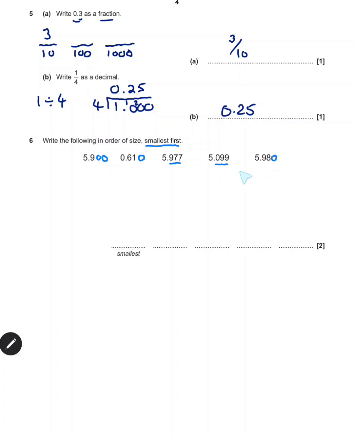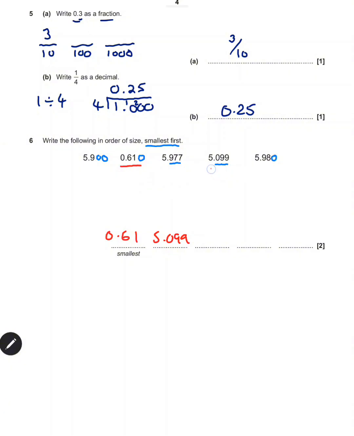And now we've just got to compare what's going on. Clearly 0.61 is the smallest, and you can write it with the 0 on or just write the original number. These all begin with a 5. So now I'm just going to compare these 3 digits after the decimal point. I think 0.99 is my smallest number.